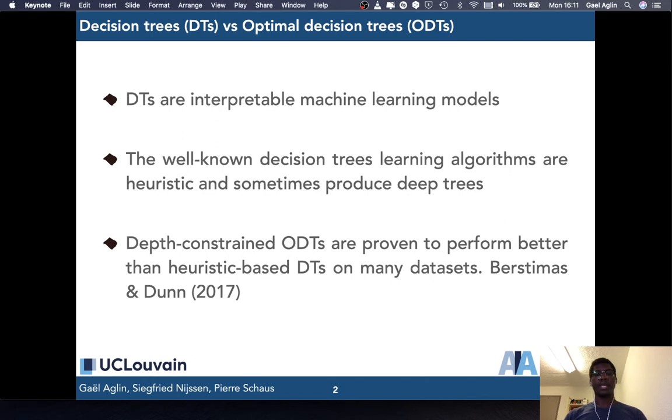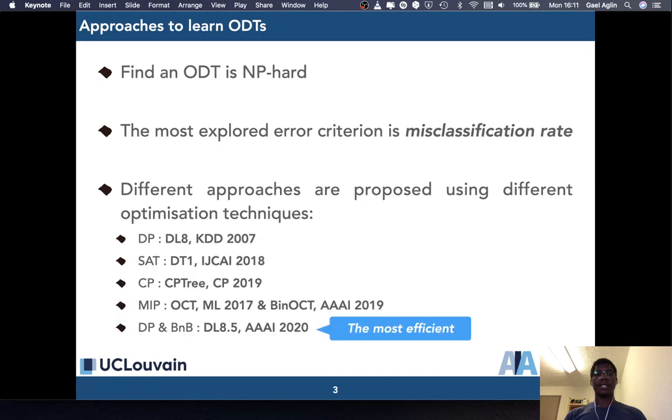It was also proven in 2017 that depth-constrained optimal decision trees perform better than heuristic-based ones on many datasets. Since then, many approaches have been proposed to solve the optimal decision trees problem in a short period of time, since the problem is NP-hard. The error criterion which is often minimized in the different approaches is the misclassification rate. The different approaches use different optimization techniques to solve the problem.